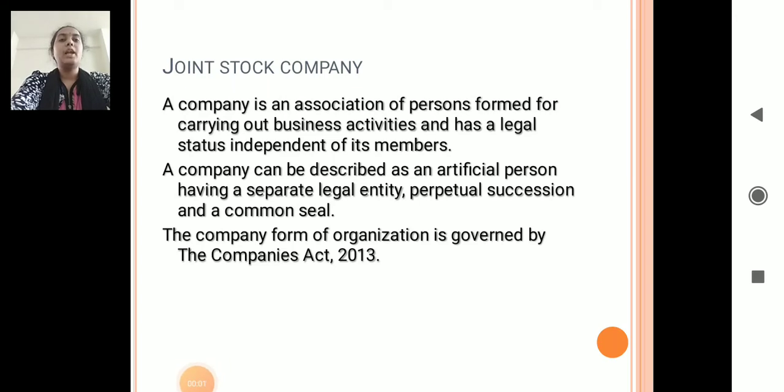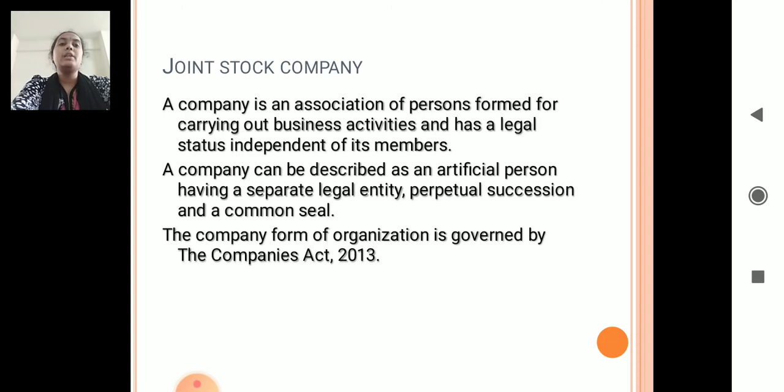Students, today I'll be explaining the concept of joint stock company. A company is an association of persons formed for carrying out business activities, which has a legal status. It is independent of its members. Even the cooperative society which we have learned in our previous lesson was an association of persons. Then how is it different from the company? That I'll be explaining in my video.